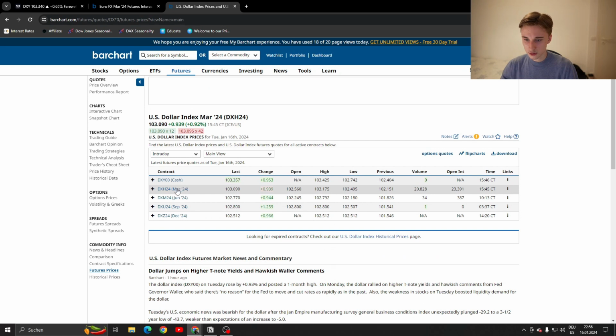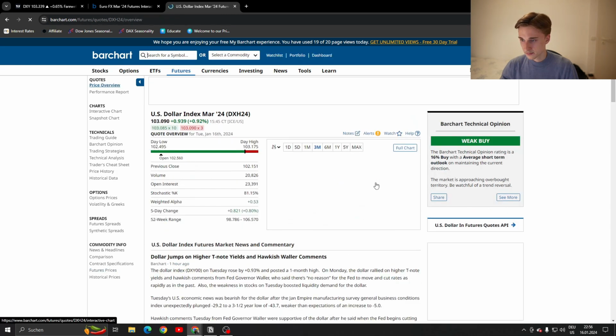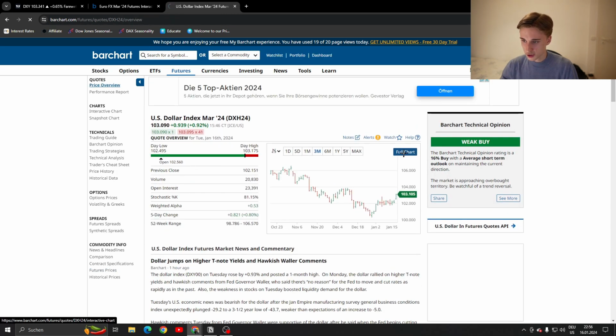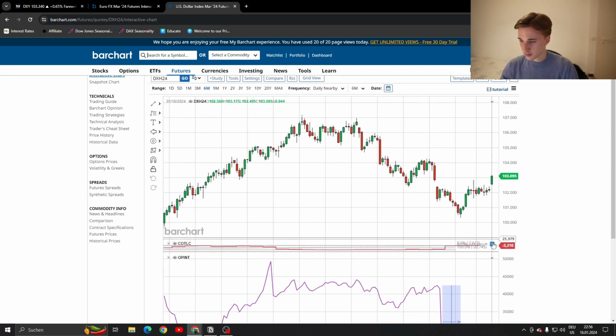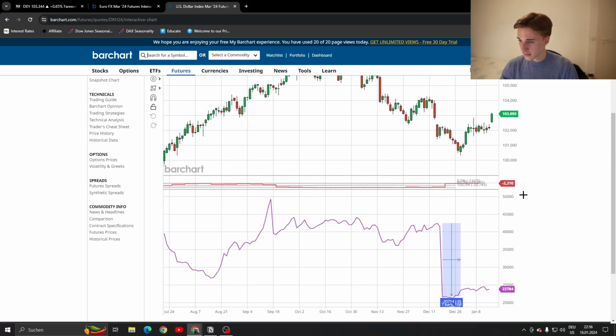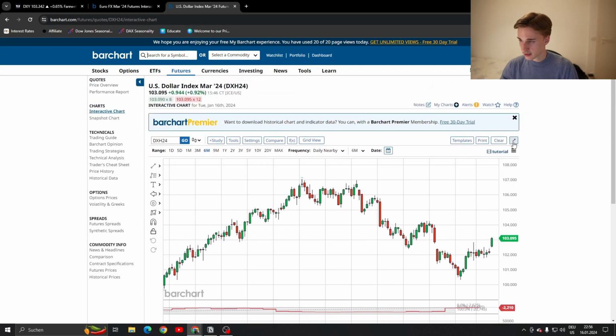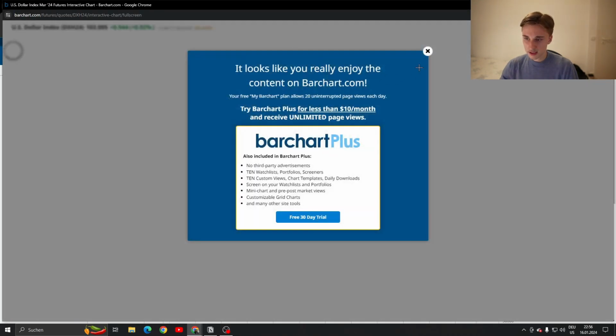Then you go to the current contract. Right now we're trading the March contract. Always use the contract which has the highest open interest. Click on that. Click on full chart. You don't need any subscription right here to use this. I don't have any either, so it's totally free to use. And then you can click to pop the chart out on another window.